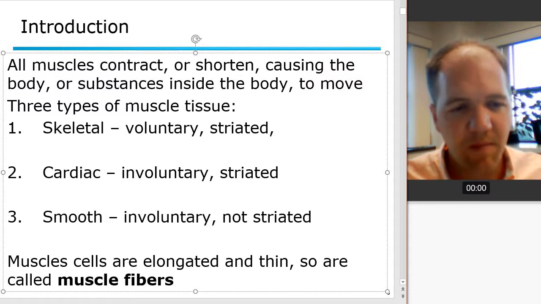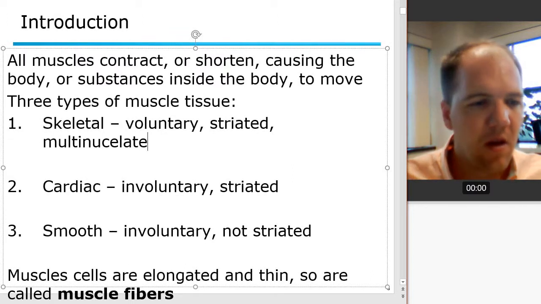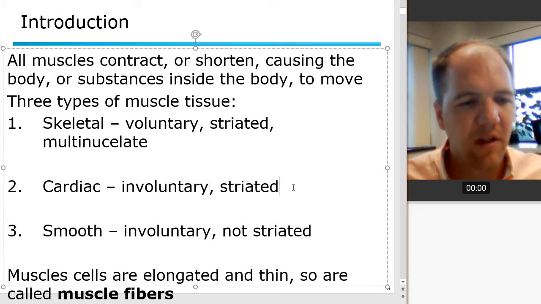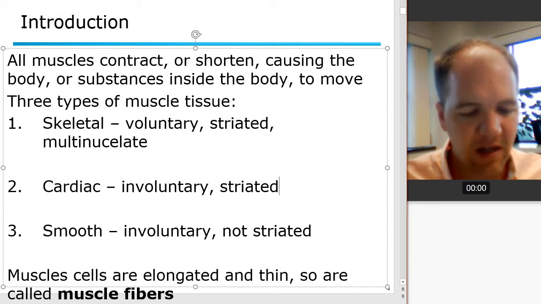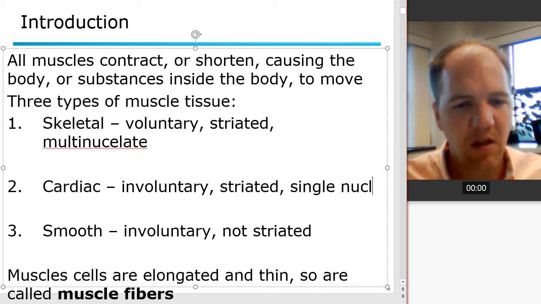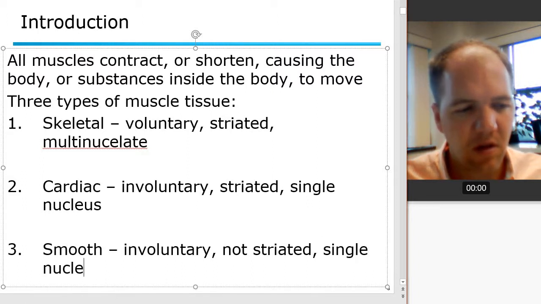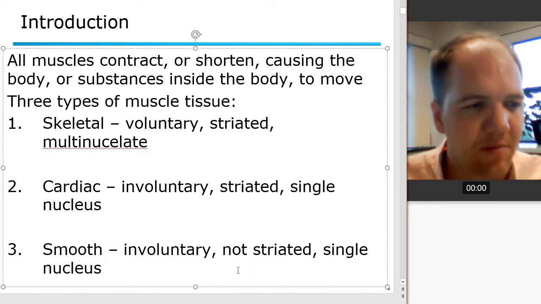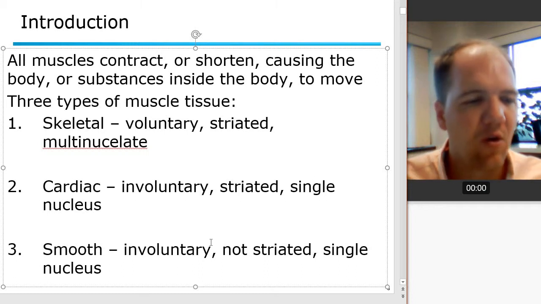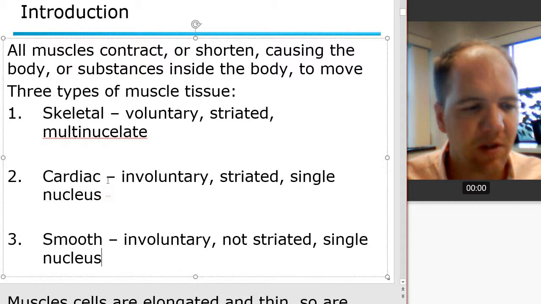The next one, skeletal muscle has multiple nuclei per muscle cell, or in this case we call these muscle fibers. Muscle cells are considered muscle fibers. So let's go back to this picture here.